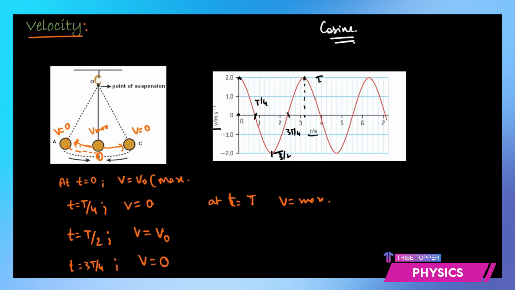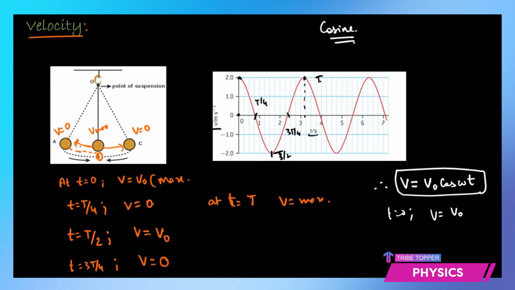So therefore we would say the velocity would be represented as V naught times cos of omega t, because at various values of t, like when you put t is equal to 0, you obviously get V is equal to V naught times cos of 0, and cos 0 is 1, so V is equal to V naught, which is our maximum. When you do t as T/4, your omega t accordingly becomes cos 90, and so you will have the 0 velocity. So if displacement is x is equal to x naught sine omega t, the velocity is given as v is equal to v naught cos omega t.